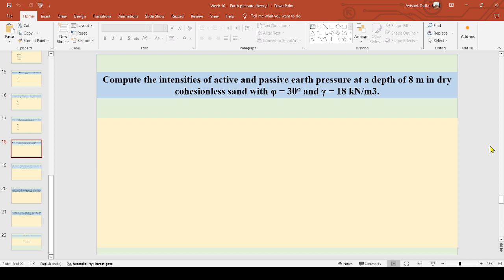I'll repeat the question once. Compute the intensities of active and passive earth pressure at a depth of 8 meter in dry cohesionless sand with phi equals to 30 degree and gamma equals to 18 kilonewton per meter cube. Okay. Next question.